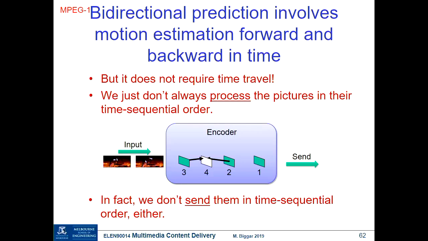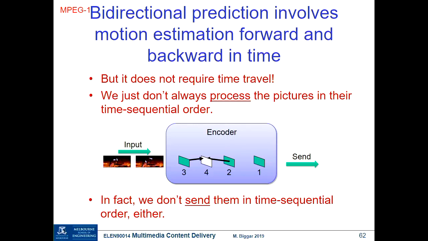So, bidirectional prediction involves motion estimation forward and backward in time, but we don't require time travel. All it means is that we just don't process the pictures in their time sequential order. So we've got this series of frames that we want to encode. We can encode and send frame number 1, encode and send frame number 2. Then we encode and send frame number 3. We're buffering it, right? And then we interpolate or do the bidirectional prediction on frame number 4.